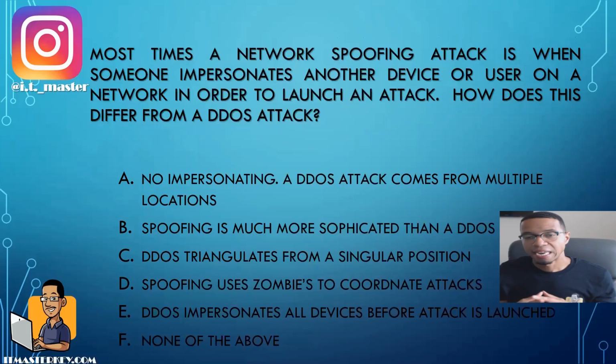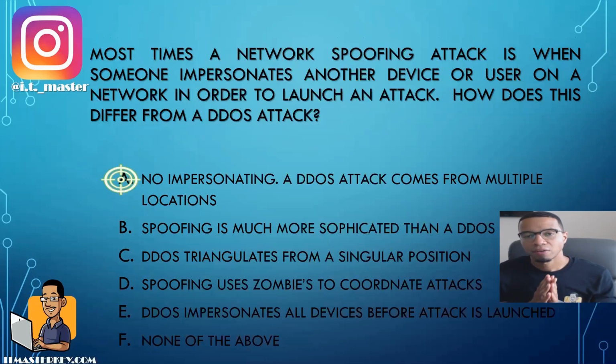Most times, a network spoofing attack is when someone impersonates another device or user on a network in order to launch an attack. How does this differ from a DDoS attack? Hopefully you guys picked A.